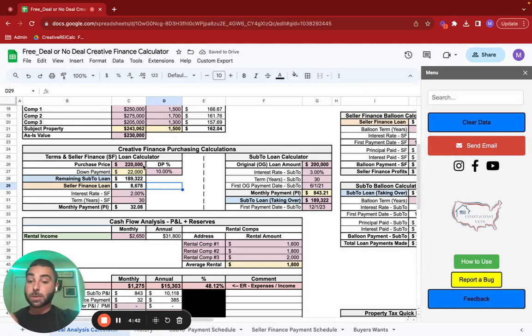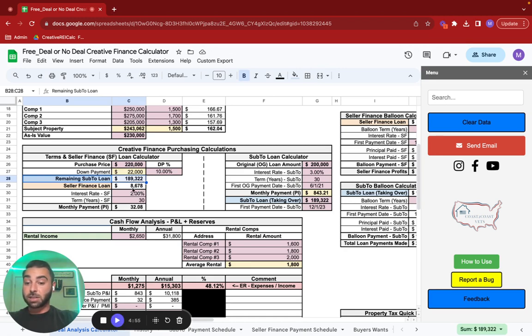We're going to say this is supposed to be a straight sub-2 loan. So this purchase price minus the down payment, the cash to the seller, minus the remaining sub-2 loan should equal zero. But there's still $8,678 remaining. So that means you need to pay the seller the additional $8,678, or you need to seller finance that.